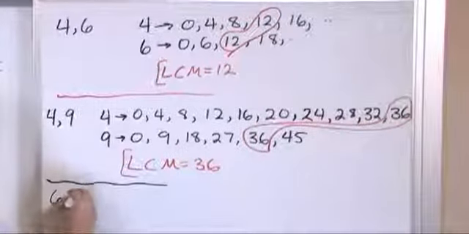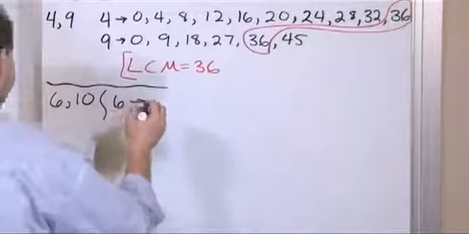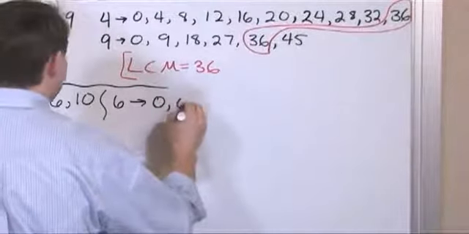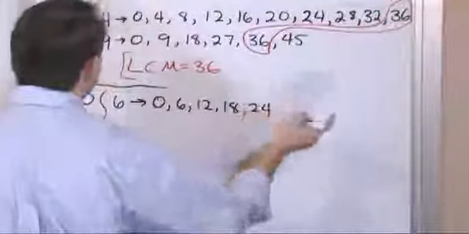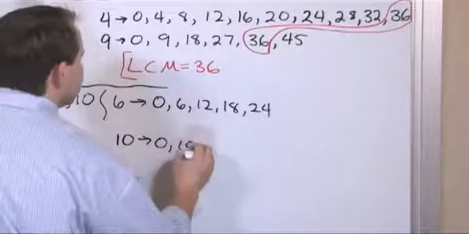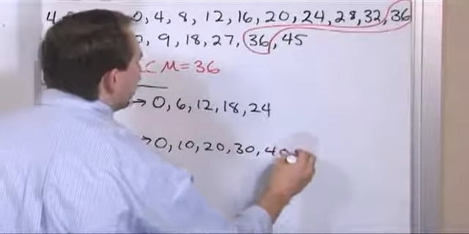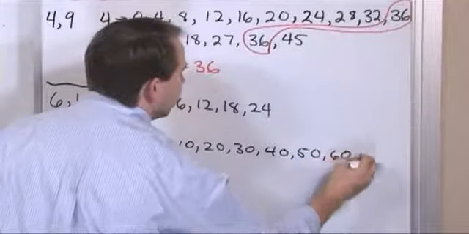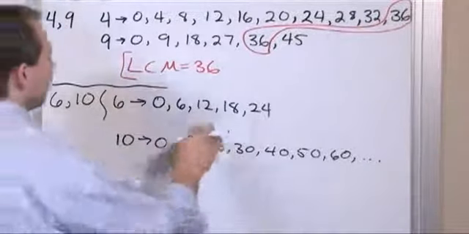Let's say 6 and 10. For the number 6, we just count by 6s: 0, 6, 12, 18, 24. Let's stop there for now. For the number 10: 0, 10, 20, 30, 40, 50, 60, dot, dot, dot. Okay, so we don't have anything in common so far, so we keep on going.